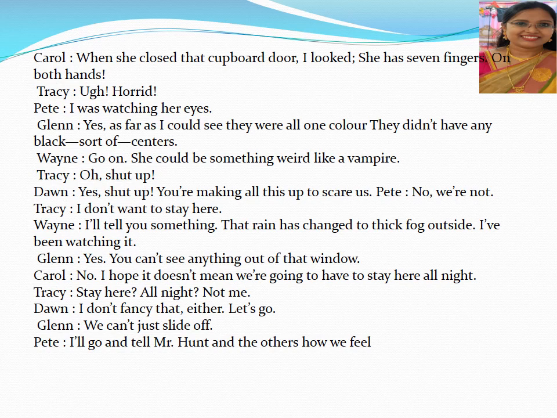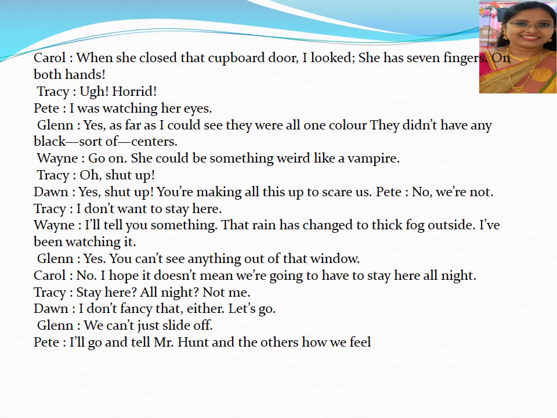Now, as Mrs. Brown went off to get the orange juice, the children found something strange about her hand. Carol said that when she was closing the cupboard door, she looked at her hand and saw seven fingers on both hands. Patty also said that even her eyes were different. They were one full color, and she could not find the black sort of center. And Wayne says, yeah, she looks like a vampire. A vampire is nothing but the devil.